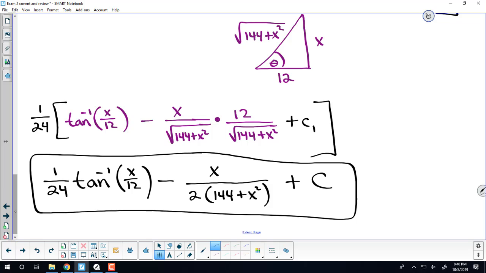Questions on that? That would be a fair question, hopefully less tricky. Would you lose points if you didn't get the 1 over 24? No, this is okay here. It's just a little bit neater. Okay. Anything else y'all want to talk about?